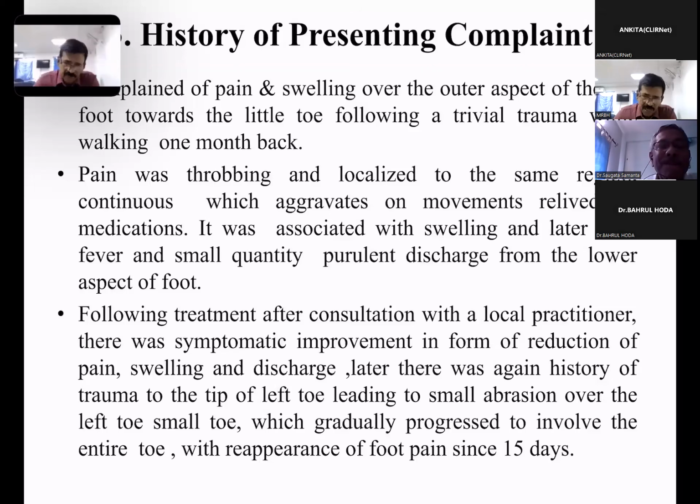So all things should come in history of present illness so that you can understand that this is a patient of diabetes mellitus who has got only foot infection and nothing else.